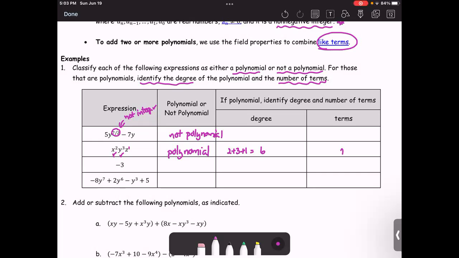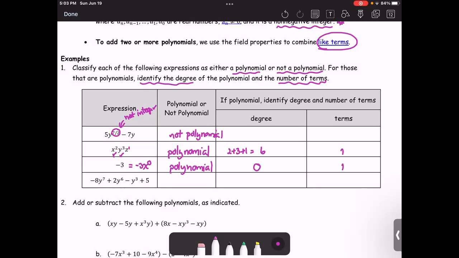The next one is the expression negative 3. Even though there is no variable, it can be treated as negative 3 times, for example, the variable x raised to the power 0. It is considered a polynomial because the degree of the variable is a non-negative number, which is the power 0. So we can say this is a polynomial term, and the degree would be 0. How many terms? Only one term.